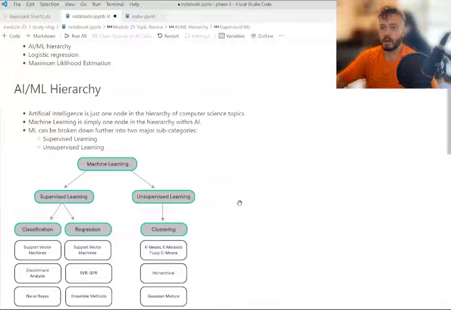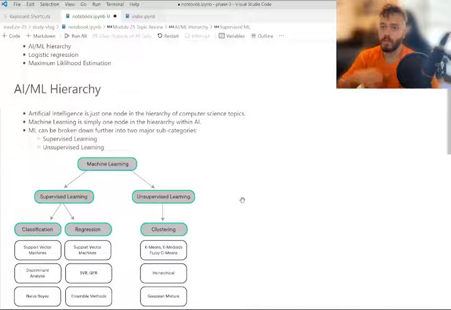So artificial intelligence is just, I'm using the word node here very casually, if you're a real CS mathy person. Artificial intelligence is just one component of the greater hierarchy of computer science topics. Machine learning is a component within the artificial intelligence category. So for example, when you have NPCs or mobs in video games, they move around and interact with the environment, interact with the player character using AI software. That has nothing to do with machine learning, right?